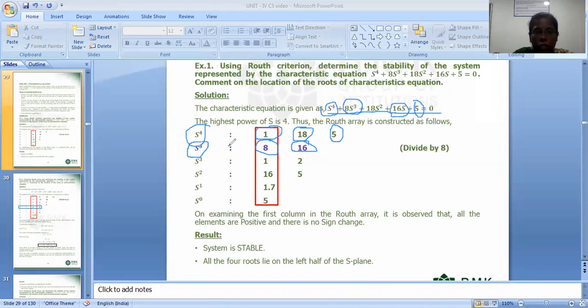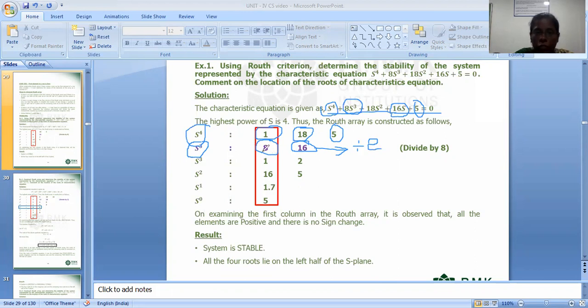Now you can see that in the s cube row, there's a common divisor available. So therefore I can simplify this row. I can divide this row by 2 because there is a common divisor available, right? Or even I can divide this row by 8 also, because 8 is a common divisor for that row.